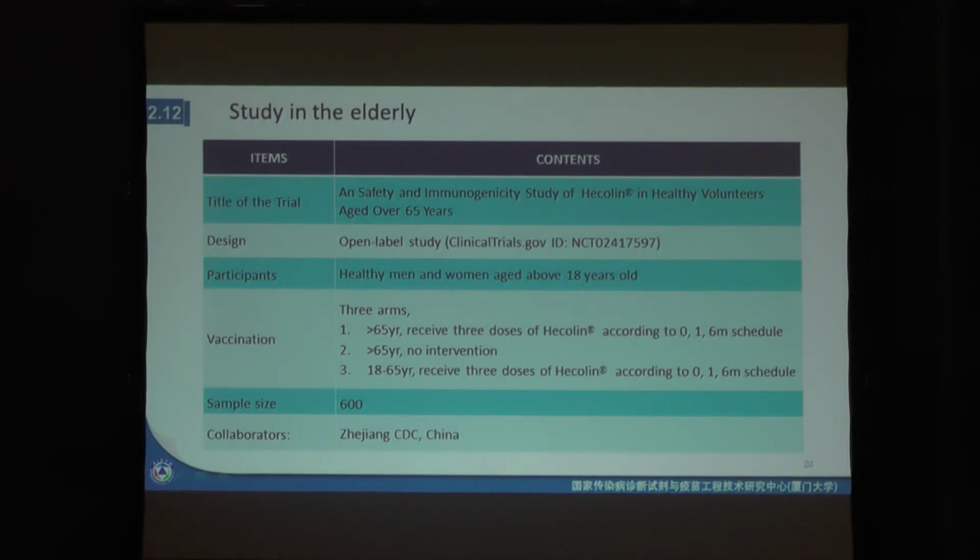So this is the study in elderly people. In phase 3, we enrolled participants aged from 16 to 65. Although the vaccine was approved to be used in people older than 16 years old, we still lack the immunogenicity and safety data of this vaccine in those who are older than 65. So we conducted this trial in those who are older than 65 in Zhejiang province.